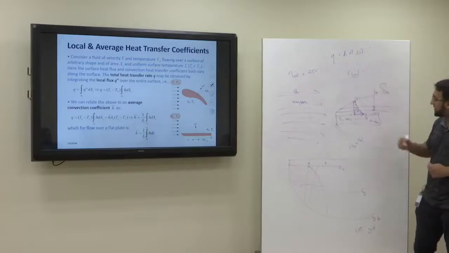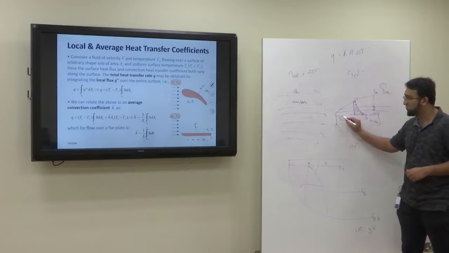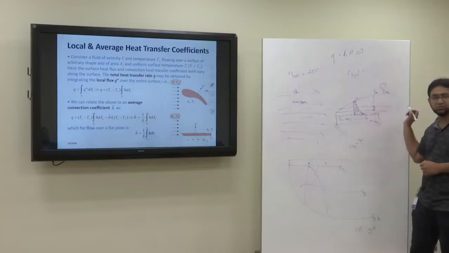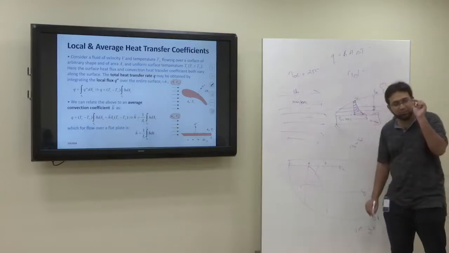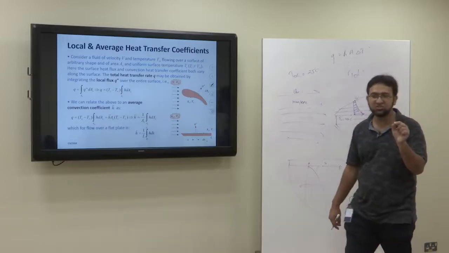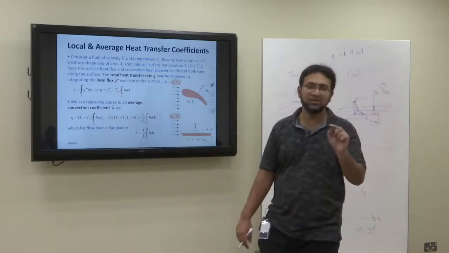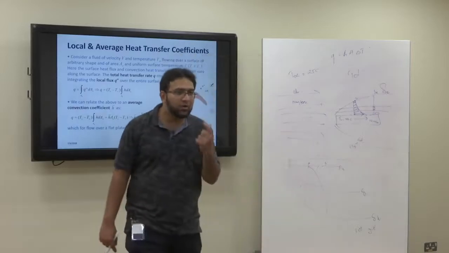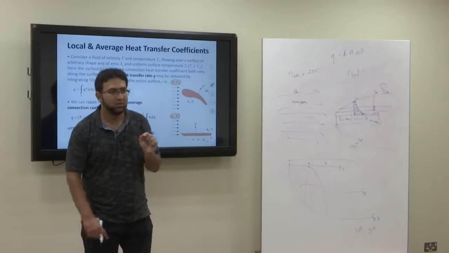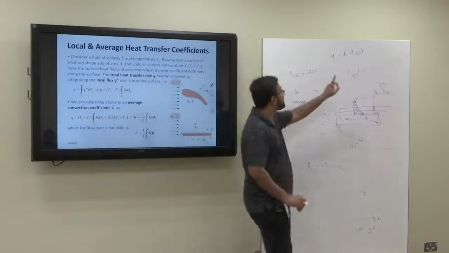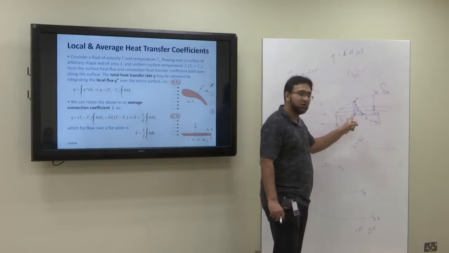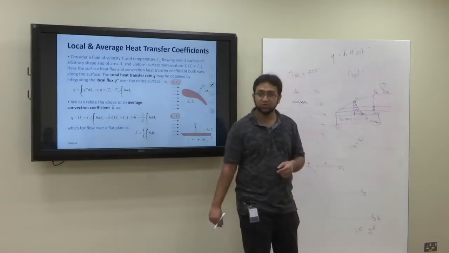So we will have a value of h here, which will be different from the value of h here, which will be different from the value of h here. So the value of h will be different from point to point. At any point, the value of h at that point is the local heat transfer coefficient. Local means at that point, because again, the value of h will change from point to point. Why will it change from point to point?